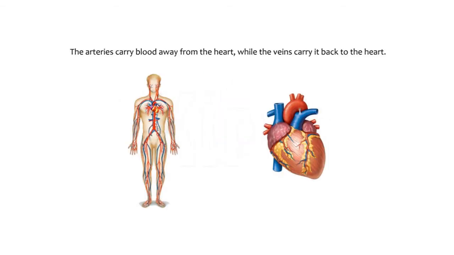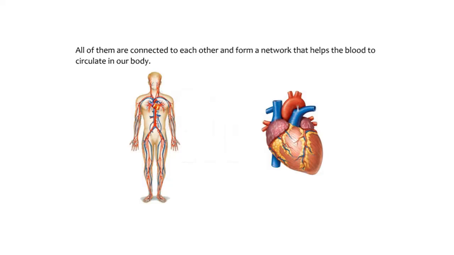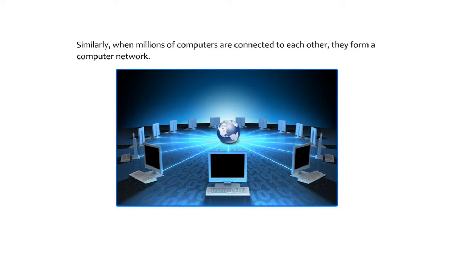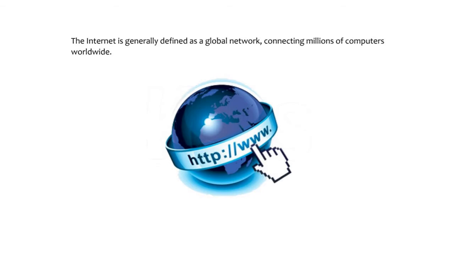The arteries carry the blood away from the heart, while the veins carry it back to the heart. All of them are connected to each other and form a network that helps the blood to circulate in our body. Similarly, when millions of computers are connected to each other, they form a network. The internet is generally defined as a global network connecting millions of computers all over the world.